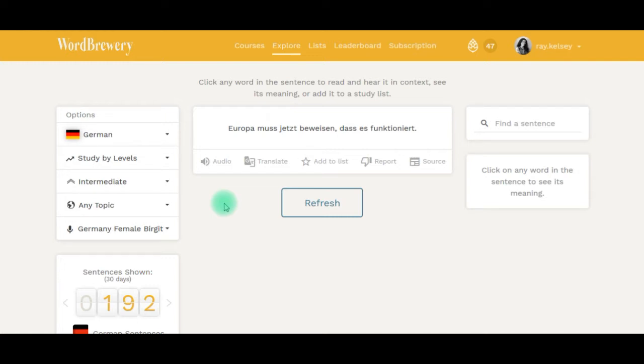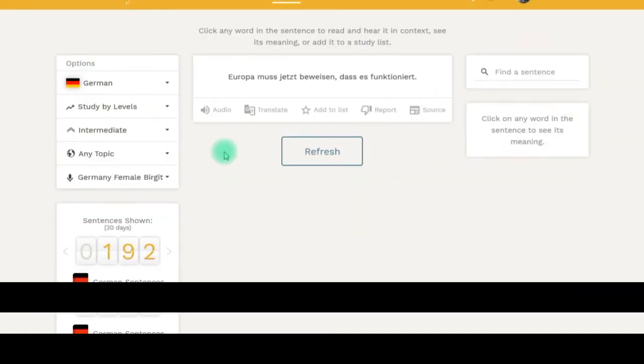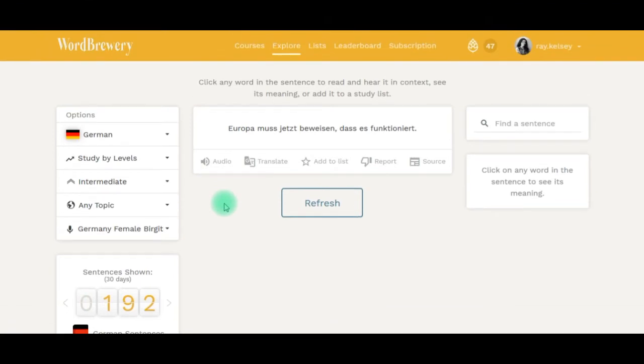You'll notice I'm using a software called Word Brewery to pull up all these sentences, because it's sentence-based. All the sources come from the news. It's fairly immediate with my internet connection. I have a basic internet connection, nothing fancy.